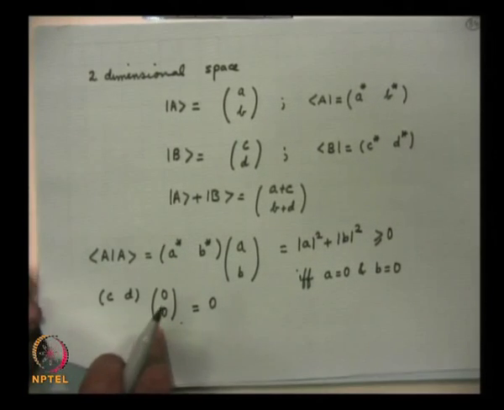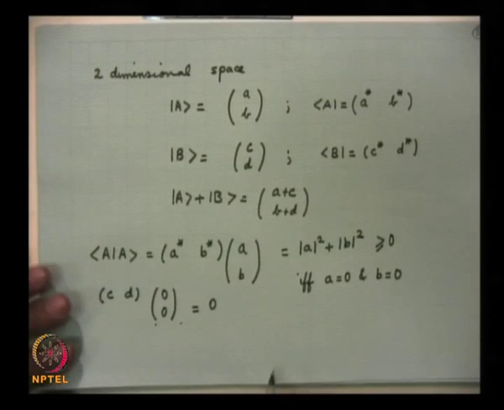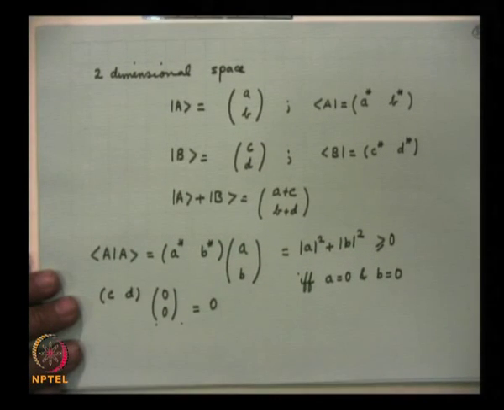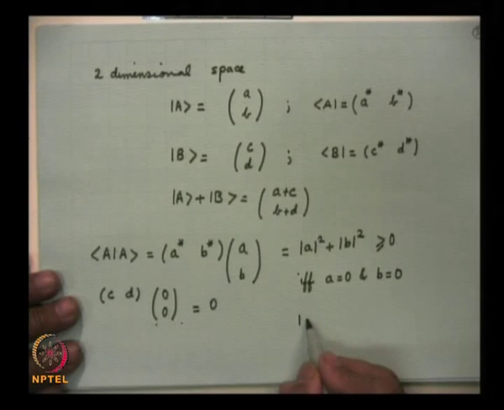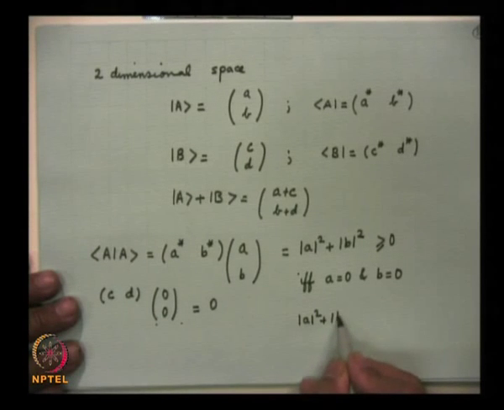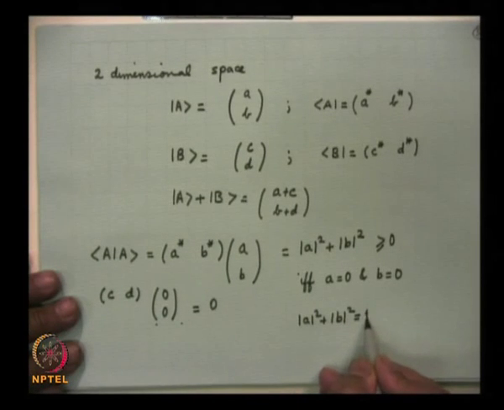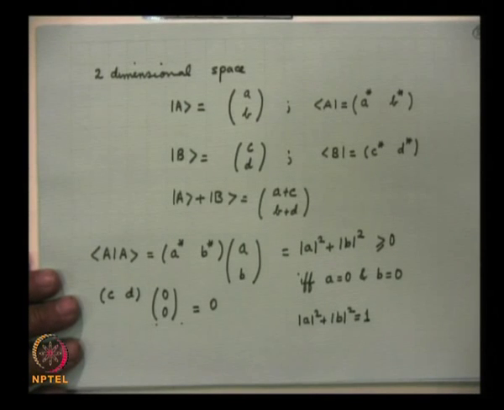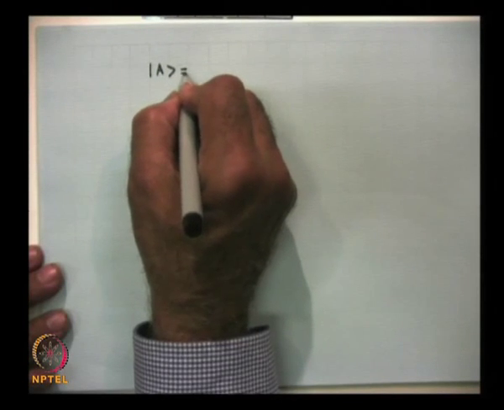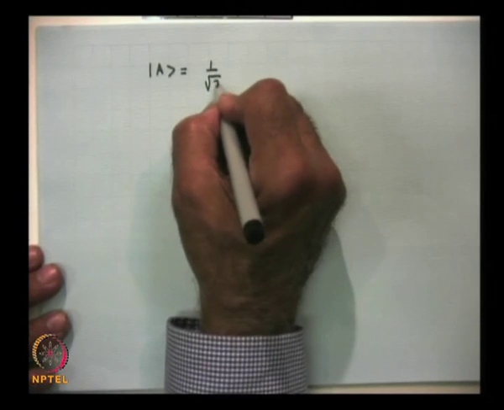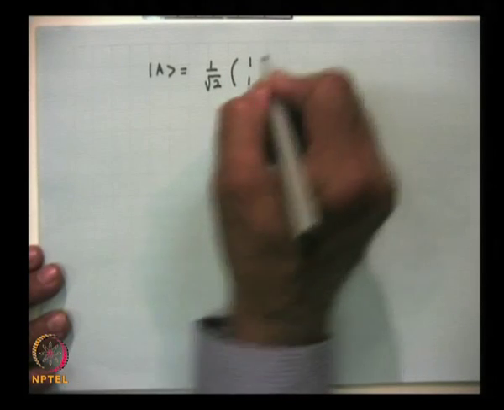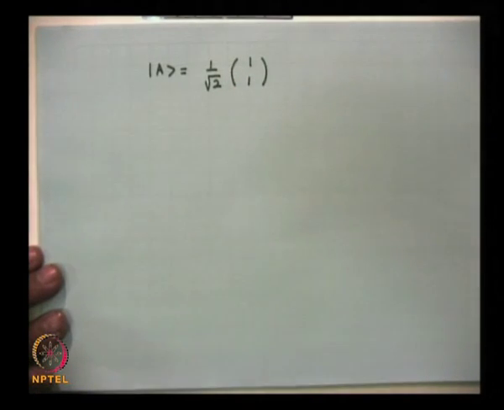Now, if I have bra A ket A equal to 1, that is, if mod A square plus mod B square is equal to 1, we say that the ket is normalized. So, let me give you an example. Let me take a ket A which is given, again in a two-dimensional space, by 1 over root 2 times 1 1.